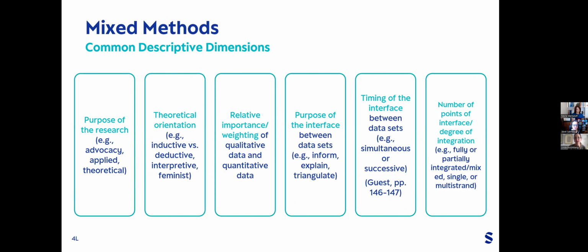Some of the common descriptive dimensions that apply to mixed methods include the following. Firstly, one has to take into account the purpose of the research. Second is the theoretical or conceptual orientation of the research and the researcher. Next is the relative importance of the weighting of the qualitative and quantitative data to be collected and analyzed. Following that is the purpose of the interface between the data sets. Then the timing of the interface between the data sets, whether it's simultaneous or successive or sequential. And finally, the number of points of the interface and the degree of integration that is required and strived for, whether it's fully or partially integrated or mixed, or whether it's a single or multi-strand study. So as you can see, there are many different concepts and many different factors that play into mixed methodologies.